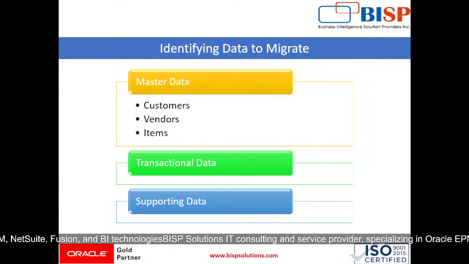Then comes our transactional data, where historical and open transactions for continuity are done. There we will be migrating open sales orders, purchase orders, invoices, payments and journal entries. Then comes our supporting data, where subsidiary details, chart of accounts and tax codes for system alignment are done.